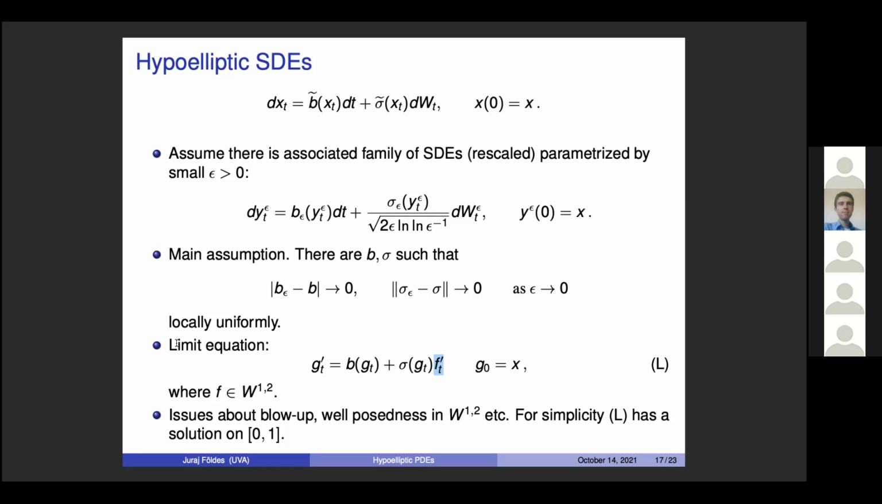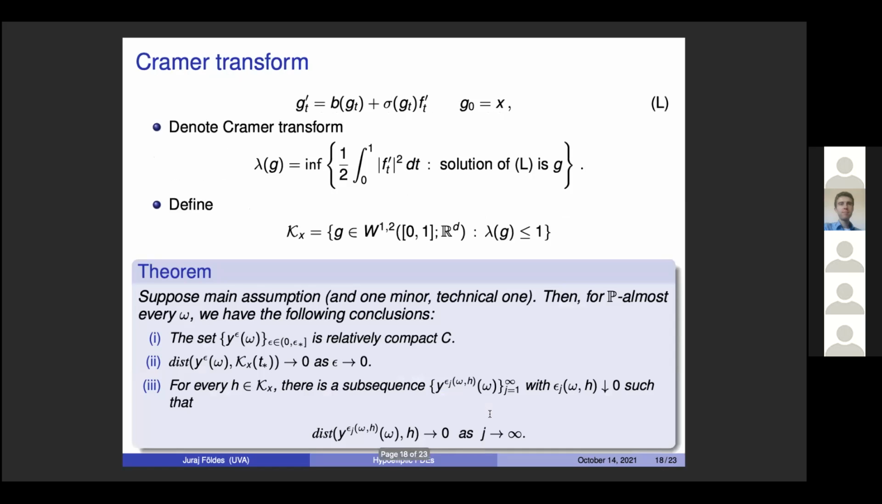So we now look at our limit equation, which is a well-defined ODE, because this is the derivative of the W^{1,2} function, which is an L2 function. We have a good theory for that, and the b and sigmas are smooth. So we have this limit equation, and we can analyze this one. There are some issues about blow-up. We don't know if it's well-posed, and so on. If it's well-posed in W^{1,2}, we are able to solve all these issues. And here is the result.